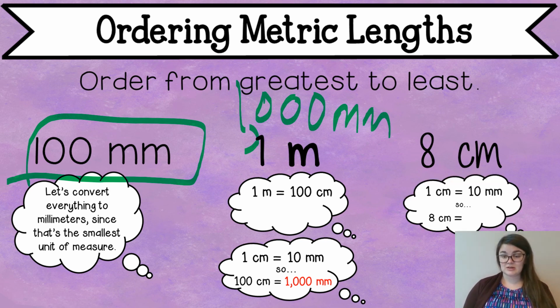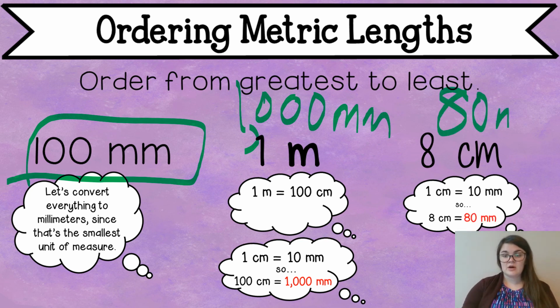1 centimeter equals 10 millimeters. So 8 centimeters would be like adding 8 times to get my answer. So let's count by tens 8 times together. Ready? 10, 20, 30, 40, 50, 60, 70, 80. So 8 centimeters is the same as 80 millimeters.